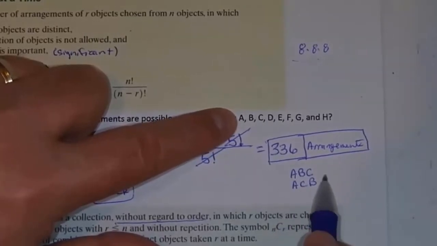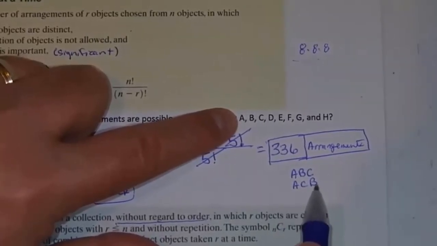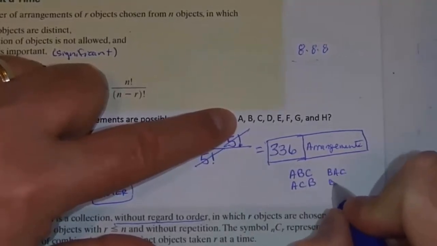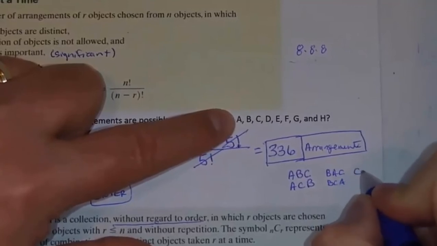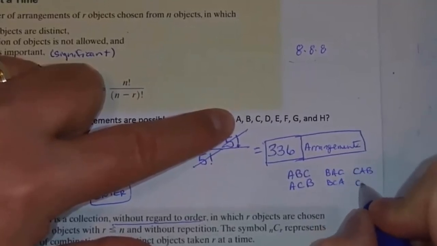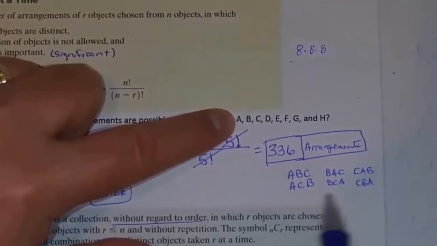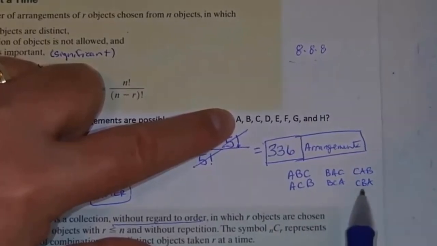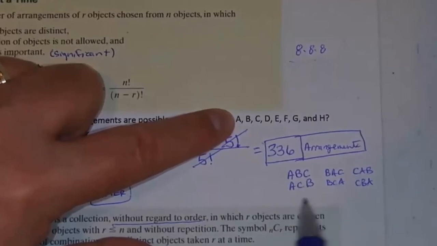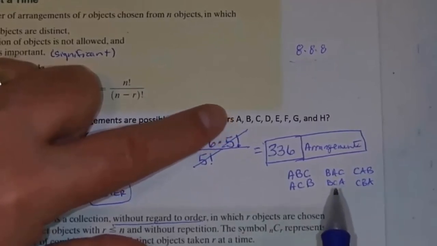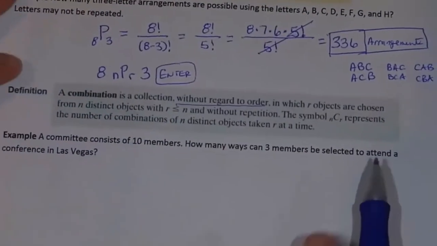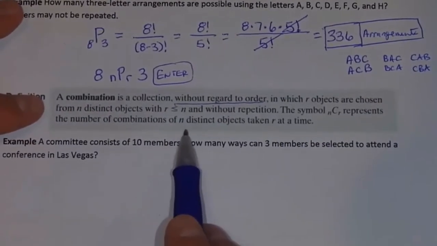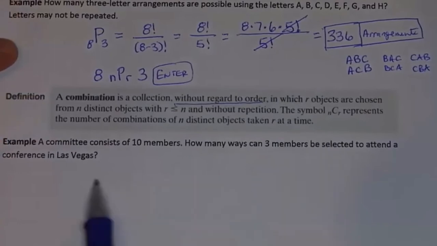Because again, ABC would be the same as ACB, and the same as BAC, and the same as BCA, and the same as CAB, and the same as CBA. If those 3 people are picked, all of these are really the same result. The order's not significant. It's just the same people. The symbol nCr represents the number of combinations of N distinct objects taken R at a time.